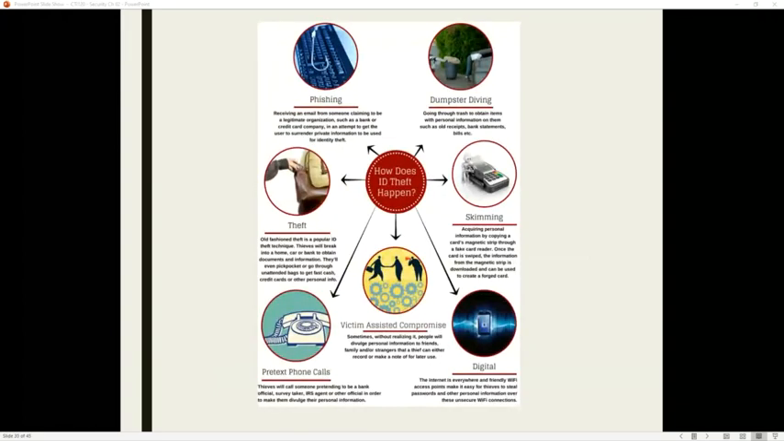So we see here just kind of a graphic talking about how identity theft happens. This is an extension of the previous slide. Some extra ones here: victim-assisted compromise, finding information via your friends or acquaintances. And then skimming, attaching a copier to the strip reader on a credit card machine. And these can be very, very small. Once the magnetic strip has been downloaded, it can be used to create a forged card. So, making a blank magnetic card is fairly easy.